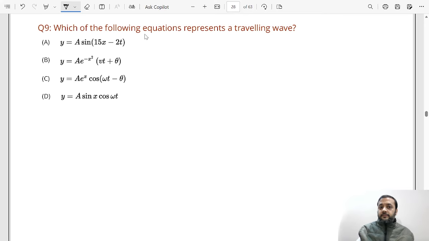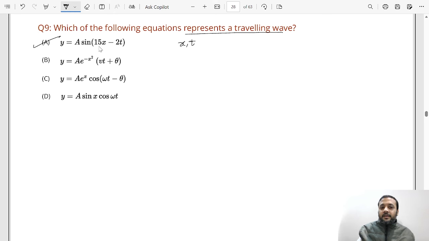Let us see this question. Which of the following equations represents a traveling wave? Now look, in a traveling wave, the simple check is that the combination of x and t should be a linear combination, or it should be representable in a linear format. Now by the way, this is a painfully easy question. You cannot get an easier question than this, and it is worth 4 marks. So all of us know that this is a wave equation.